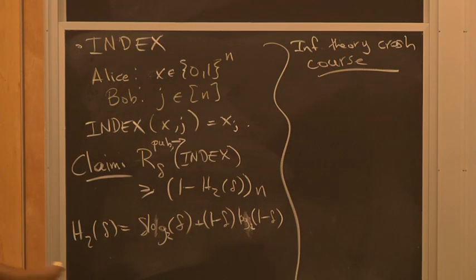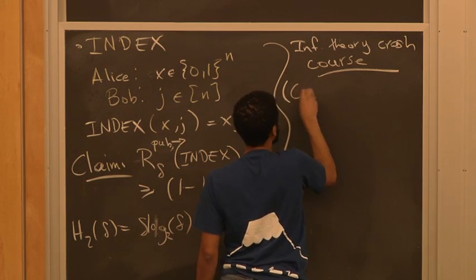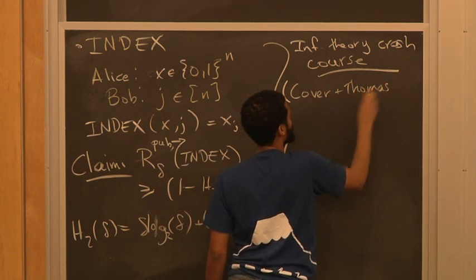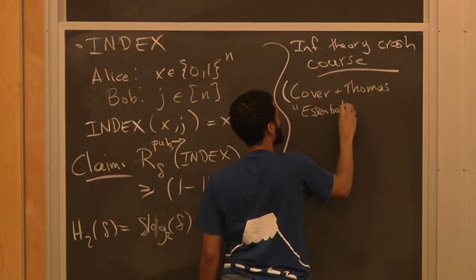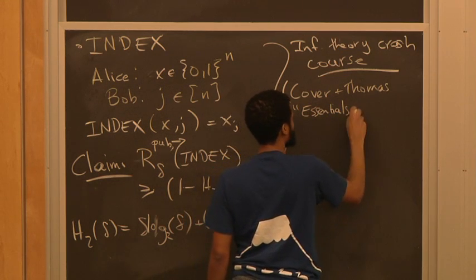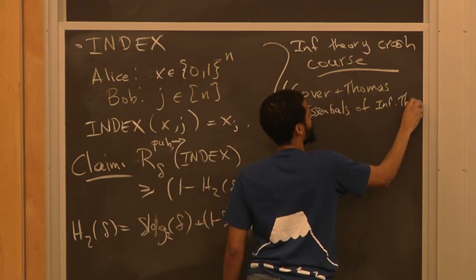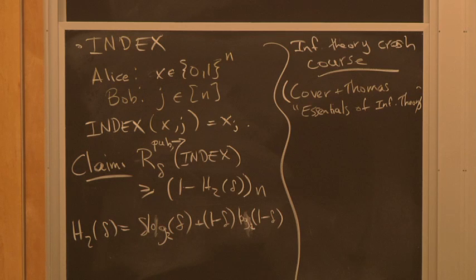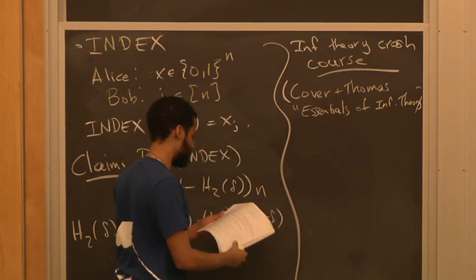If you want to learn more, there's a book by Cover and Thomas, which is called something like The Essentials of Information Theory. I might be getting it slightly wrong, but if you Google Cover and Thomas, I'm sure you'll find the book easily. You can also find some lecture notes, etc.